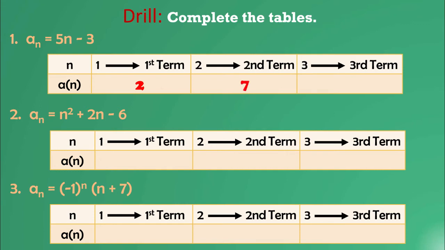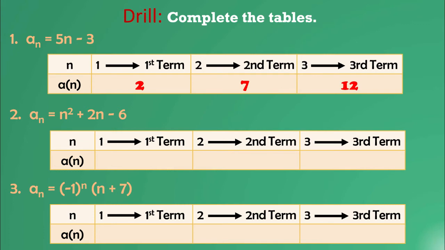The second term will be 7. So replace this n here by 2. So 5 times 2, that's 10 minus 3, that will give us 7. To get the third term here in number 1, replace n here by 3. So 5 times 3, that's 15 minus 3, that will give us 12.